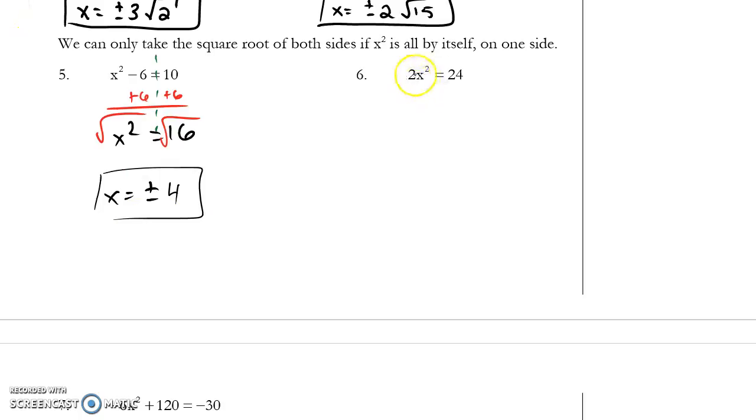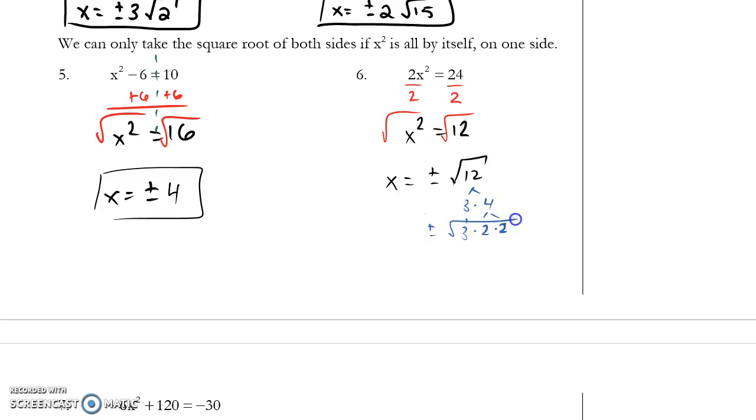In number 6, same idea, except I have that 2 there. Divide by 2 first. You have to get x squared by itself. X squared equals 12. Now that it's equal to 12, square root both sides. X is plus or minus. 12's not a perfect square, so it's square root of 12. I have to check to simplify it. 3 times 4 is 3 times 2 times 2. Plus or minus that inside a square root. That's a pair of 2's. So x is plus or minus, pair comes outside, 3 stays inside. Done.